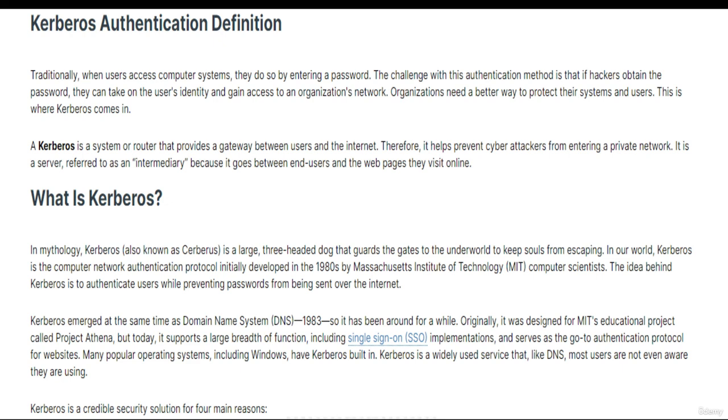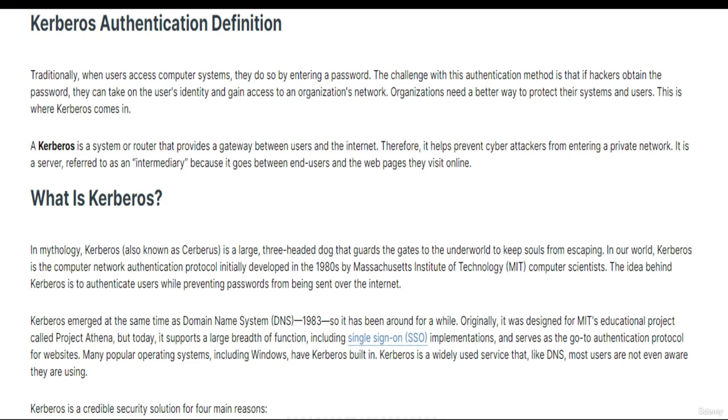A Kerberos is a system or router that provides a gateway between users and the internet. Therefore, it helps prevent cyber attacks from entering a private network. It is a server referred to as an intermediary because it goes between end users and the web pages they visit online. What is Kerberos?